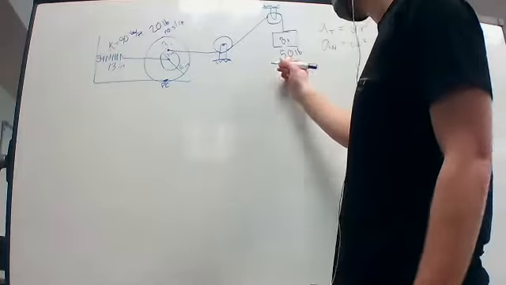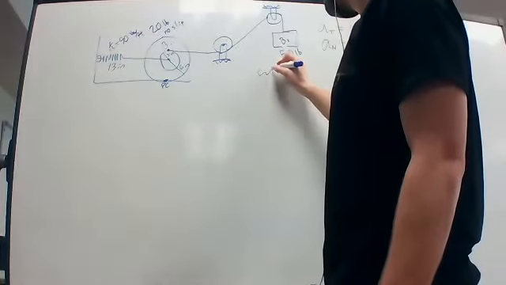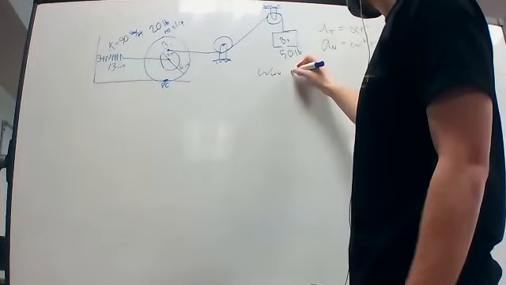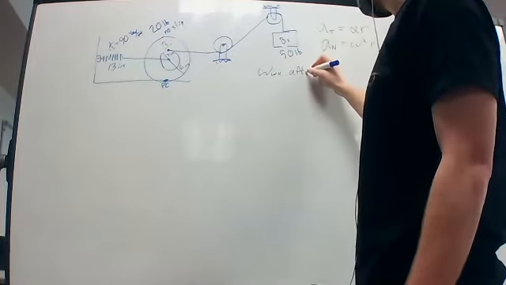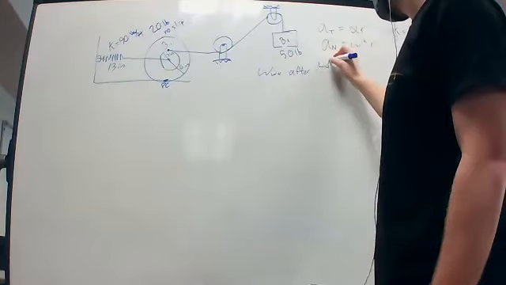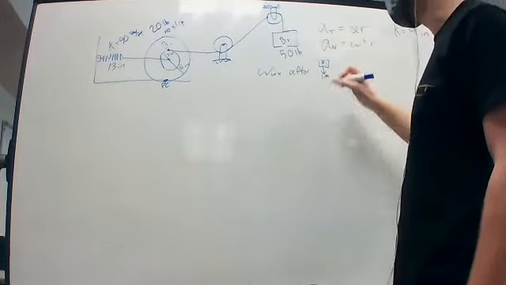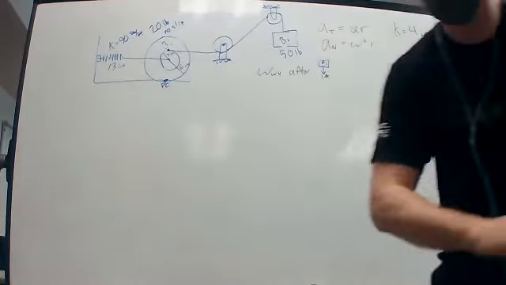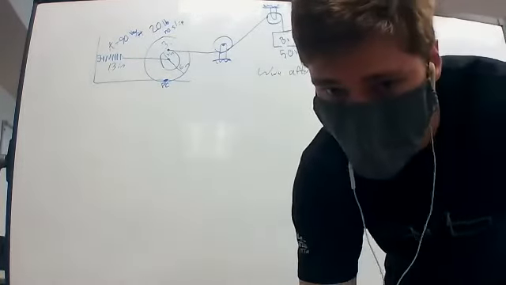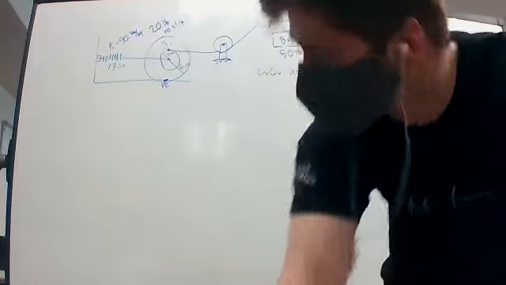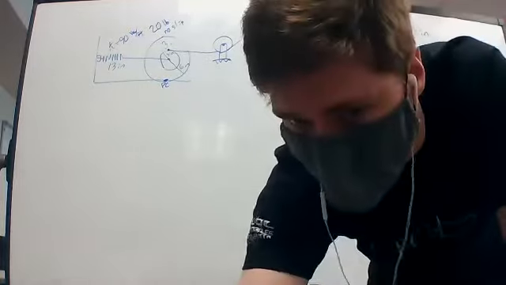So we're looking for omega of the wheel after B2 goes down 1 foot. Times 50 pounds, okay.